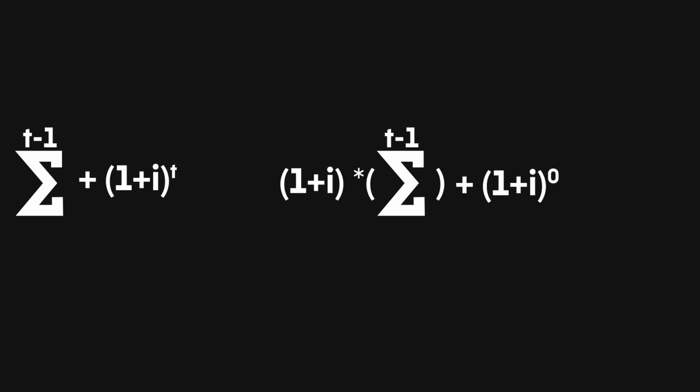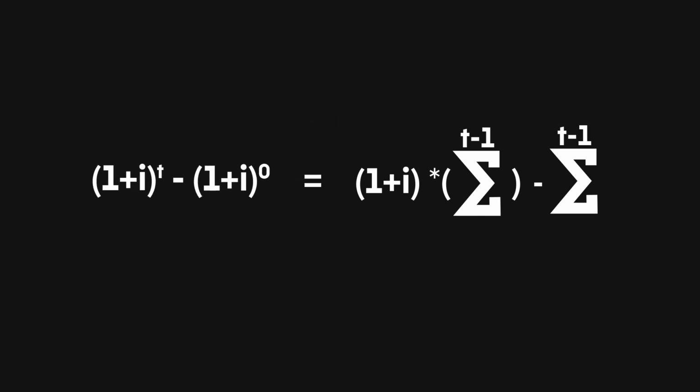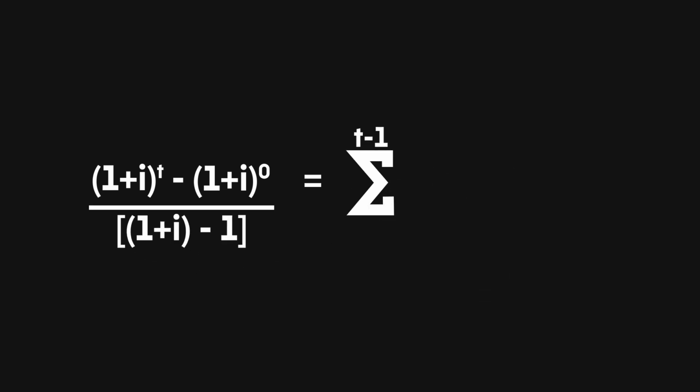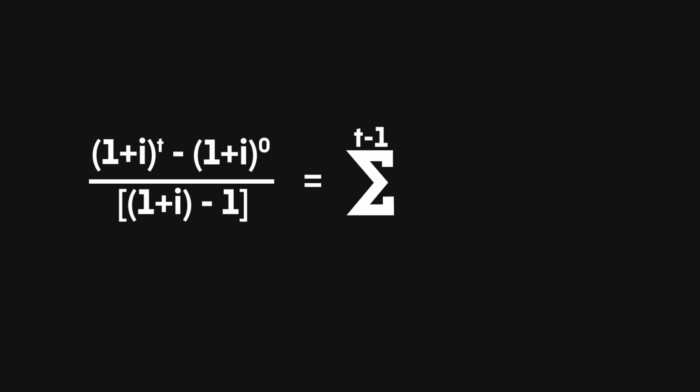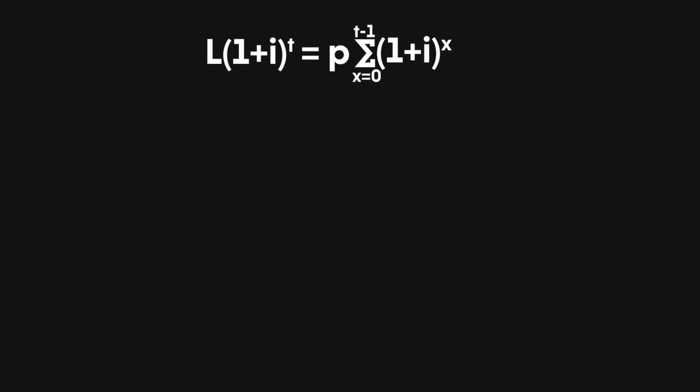Now we use these two equations and link them together. We get method 1 on the left and method 2 on the right. Now we move the sums to one side and the non-sum terms to the other. Then we can factor out the sum from the terms and divide the equation by this term to get the final result. Therefore, the sum is equal to ((1 plus I) to the T minus 1) divided by I. And we put this back into the equation.